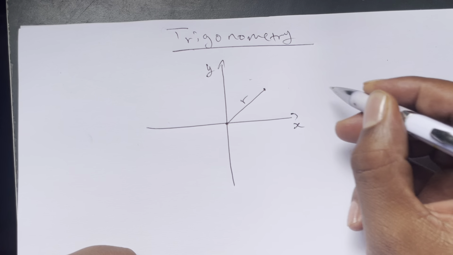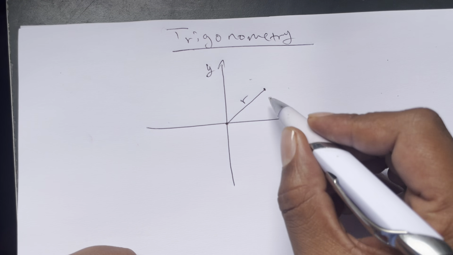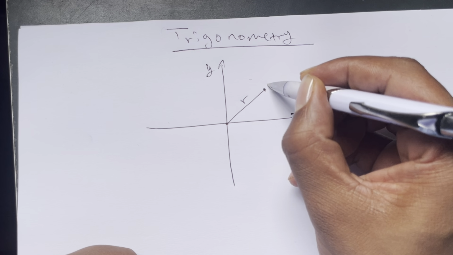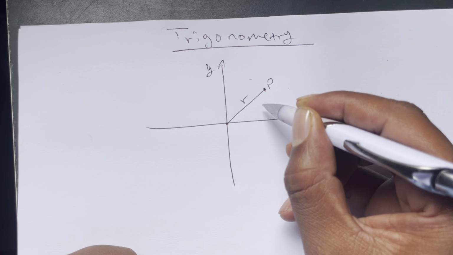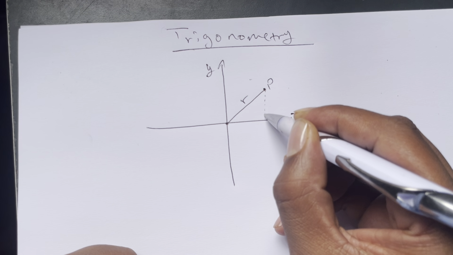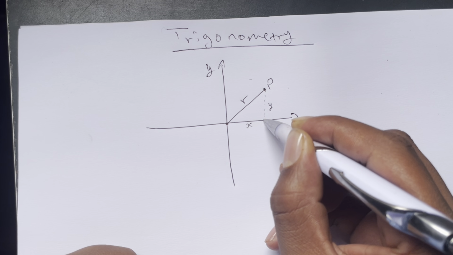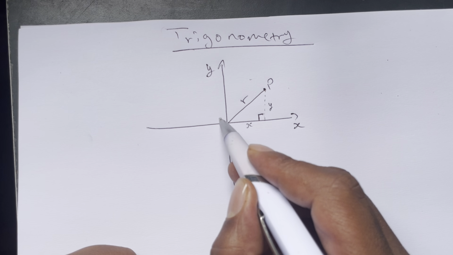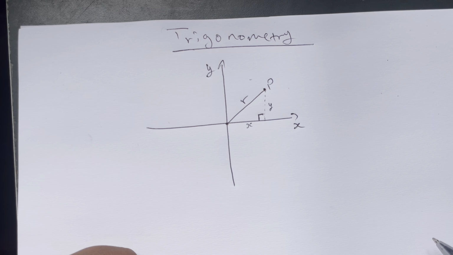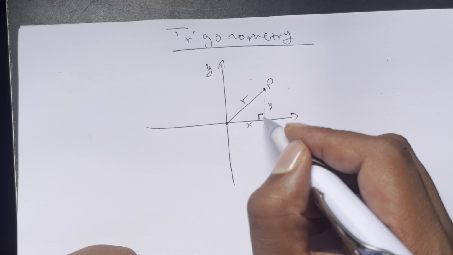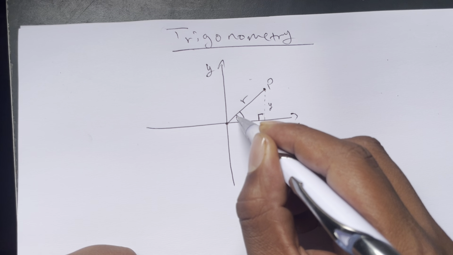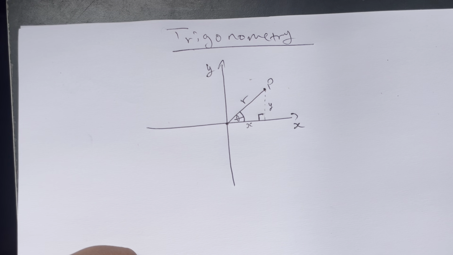Now we know that any line drawn from the center of a circle to the circumference of a circle is called a radius, right? So assuming this point is on the circumference of the circle, let's say that point is point P, so it's given by x and y. This is 90 degrees from there. Now you have x, y, and r. And if we have an angle here, namely theta, then this angle becomes our reference angle.